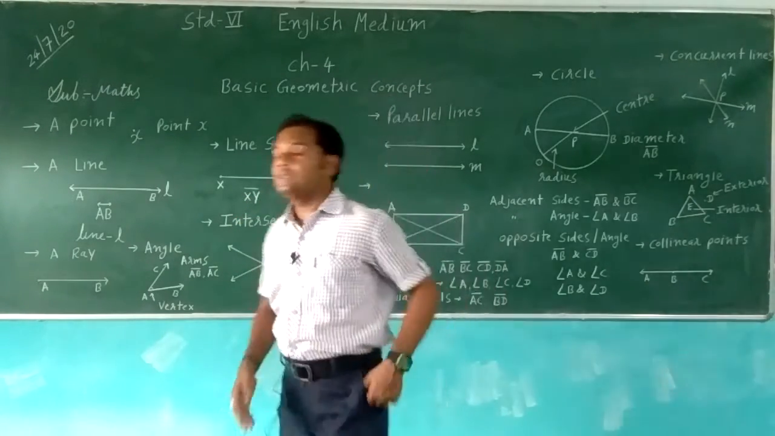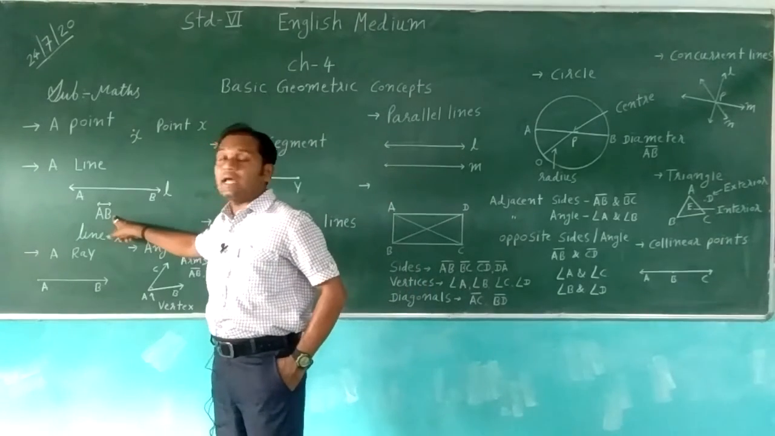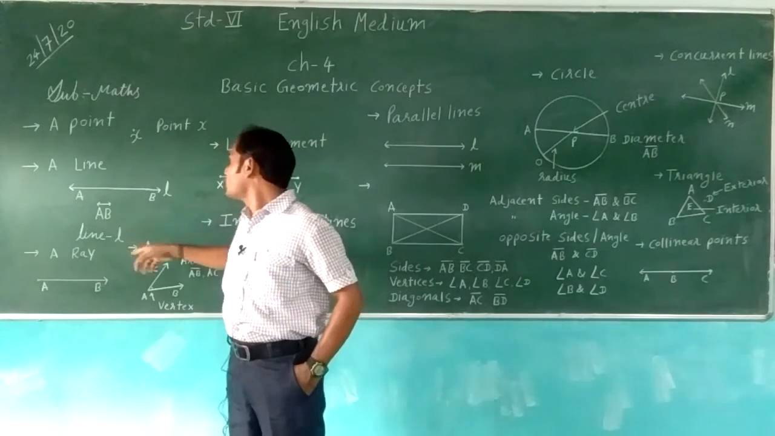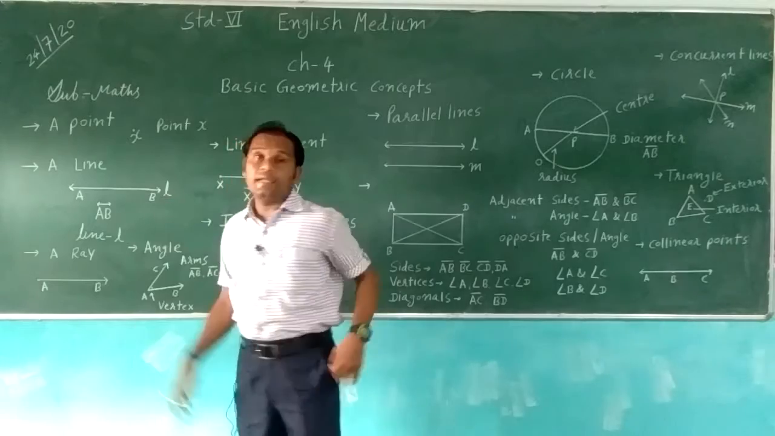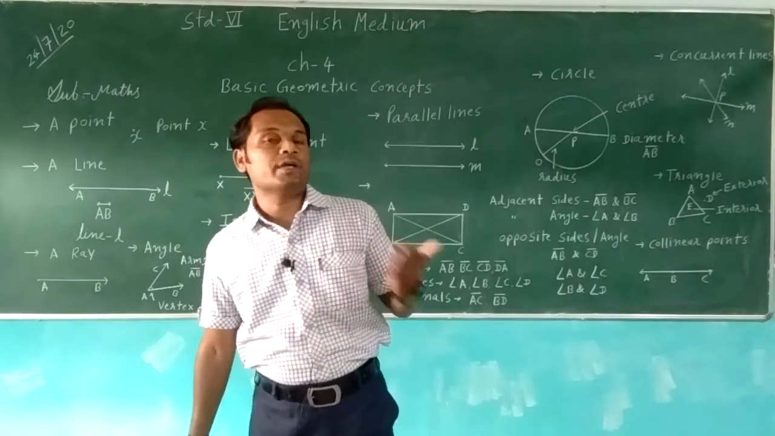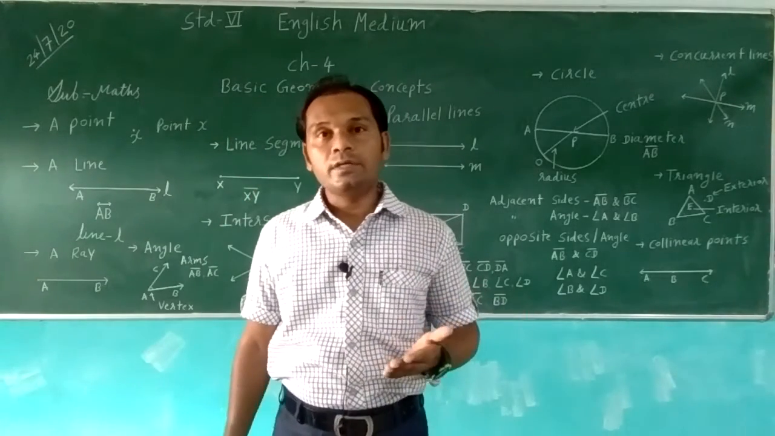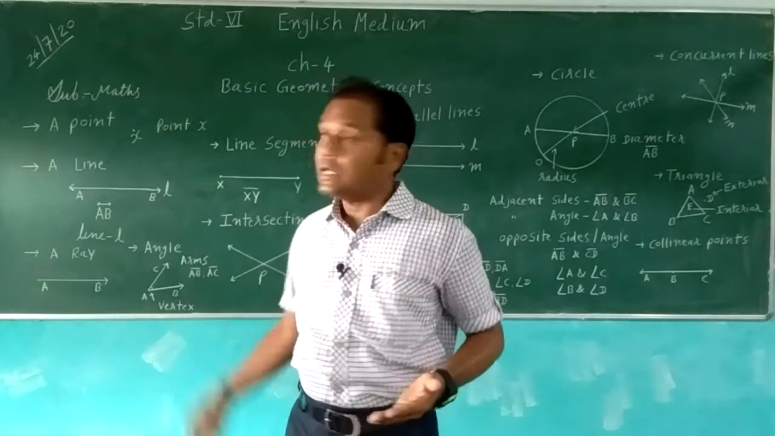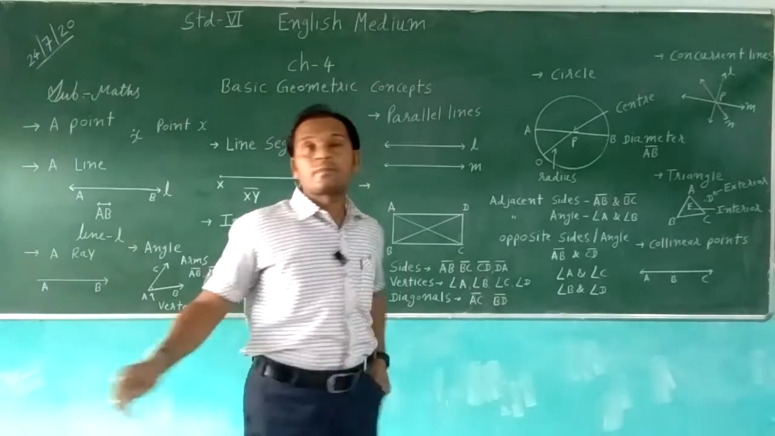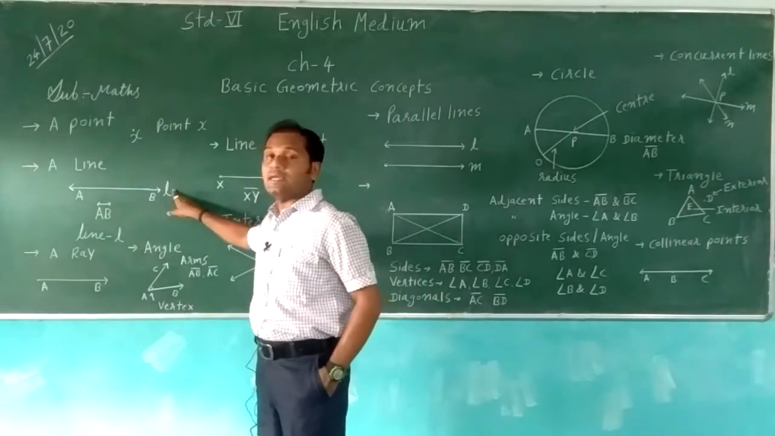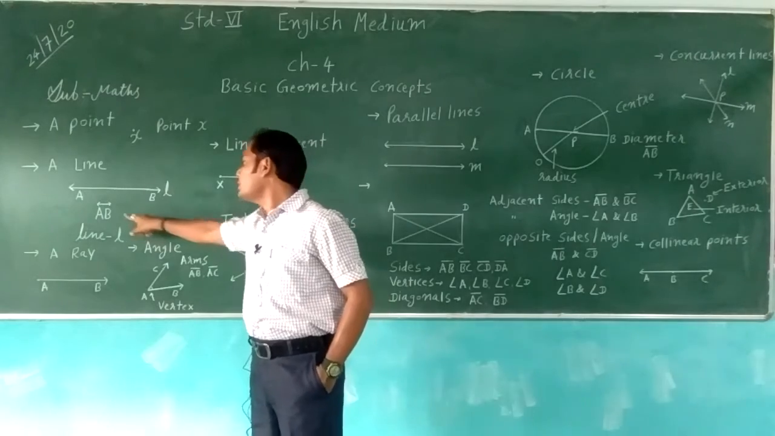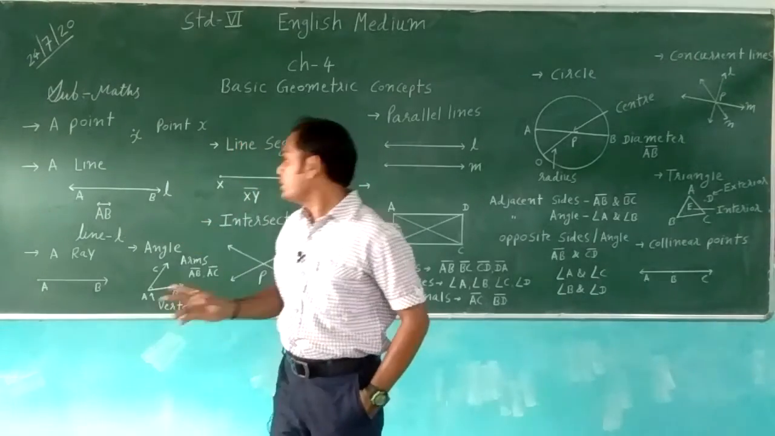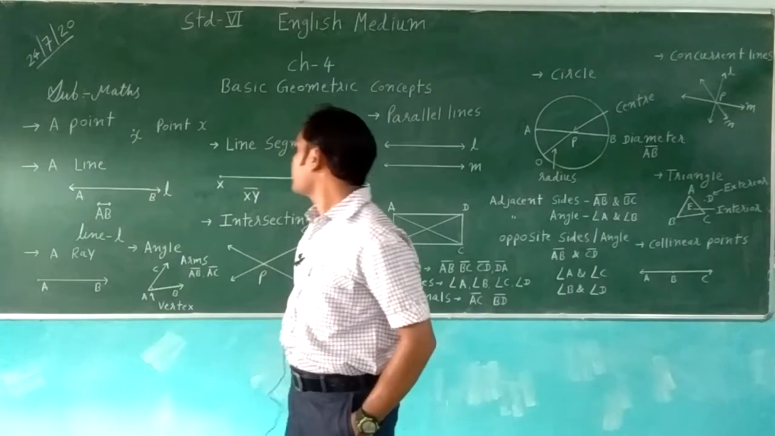We can read the line as line AB. Another way we can say is line L. A line we can read two ways, line AB or line L. Okay. Next thing is there.